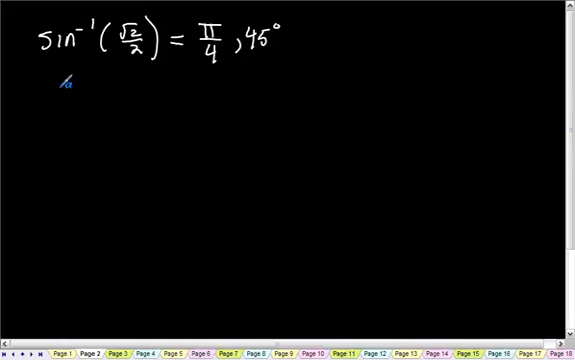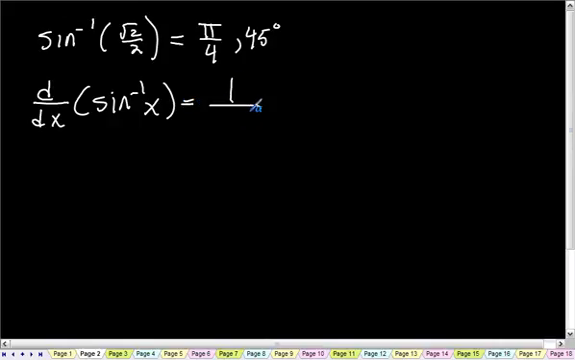Let's do the derivative of these. The derivative of the inverse sine of x is 1 over the radical of 1 minus x squared. That's just an example of what an inverse trigonometric function looks like. This is the derivative of the inverse of sine: 1 over the radical of 1 minus x squared. That's the derivative, times the derivative of the inside, dx.